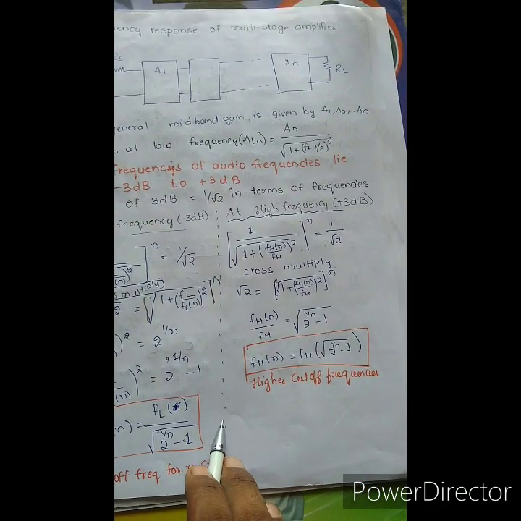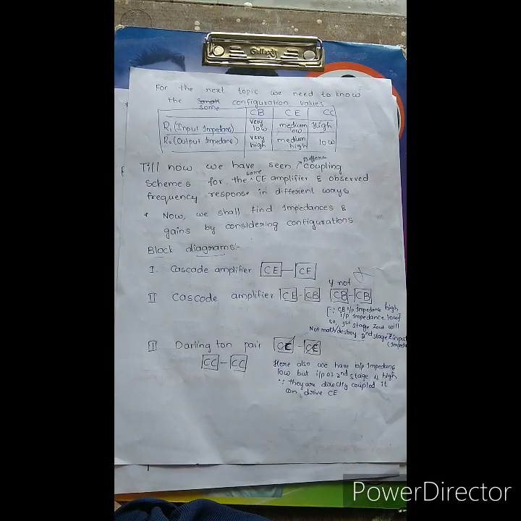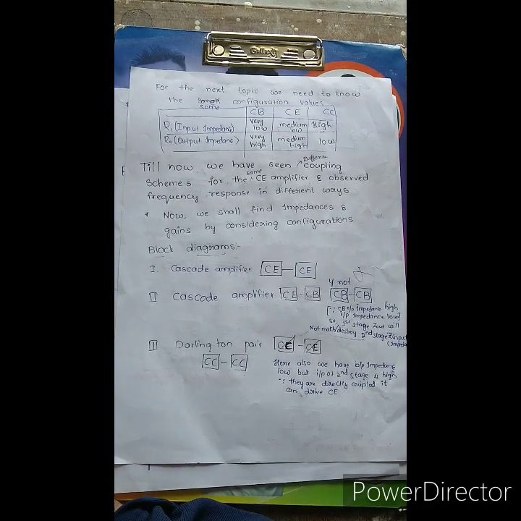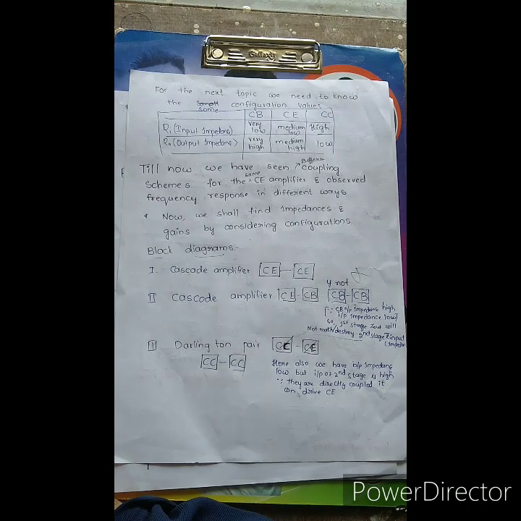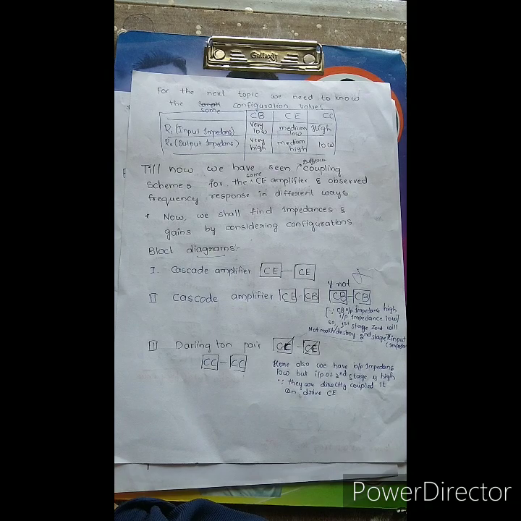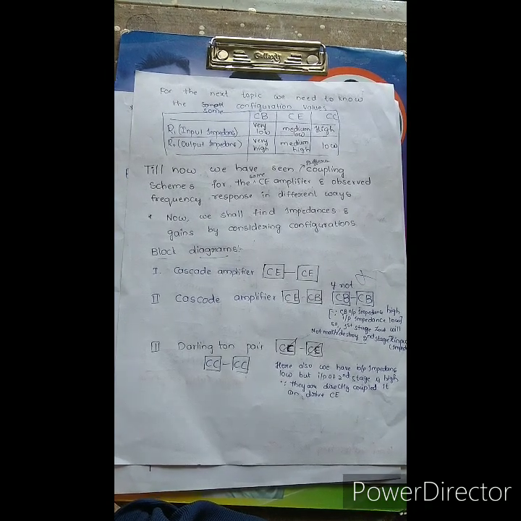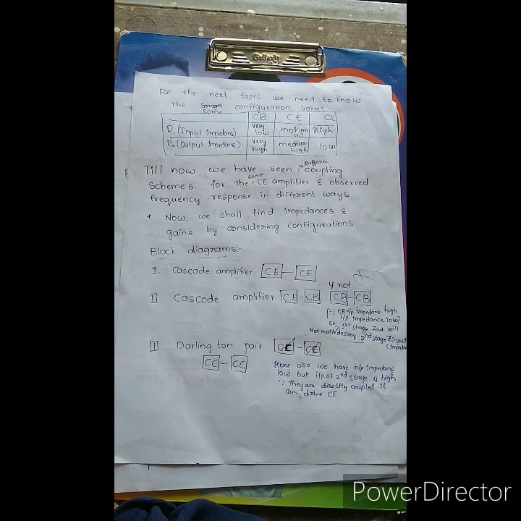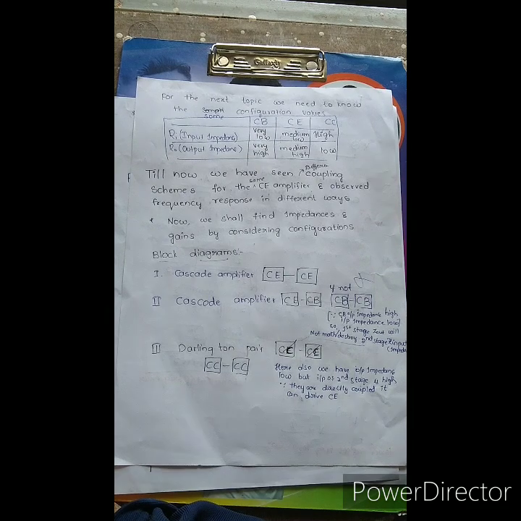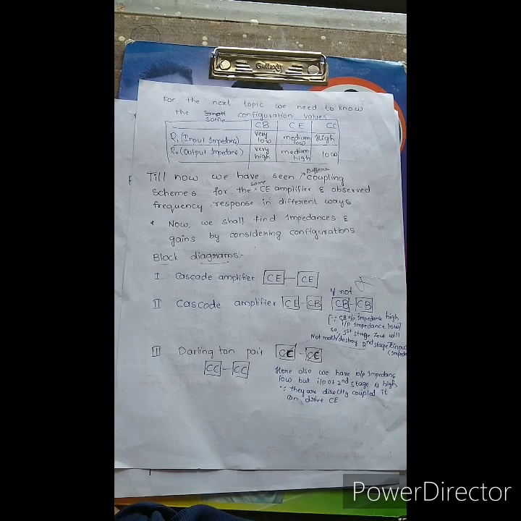We can get more idea by solving some problems. For the next topic, we have to know some configuration values. The input impedance of CB amplifier is very low, CE medium, CC high. Output impedance of CB is very high, CE medium, CC low. Till now we have seen different coupling schemes for the same CE amplifier and observed frequency responses in different ways. Now we shall find impedances and gains for different configurations.